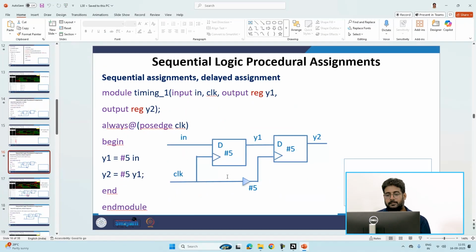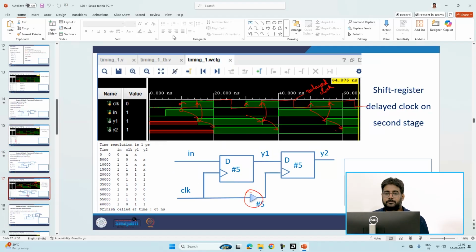This case, it forms this. There is a delay in this clock. It is equivalent to a delay in this clock, and this first one is equivalent to a delay in this D flip-flop. So #5 here, as you can see in the output here. This is a clock signal.